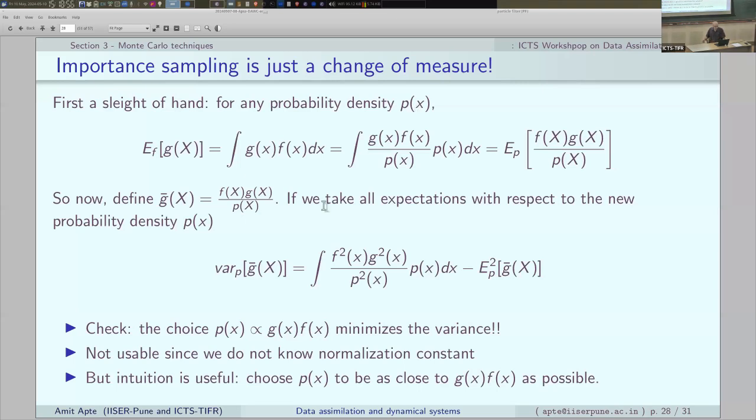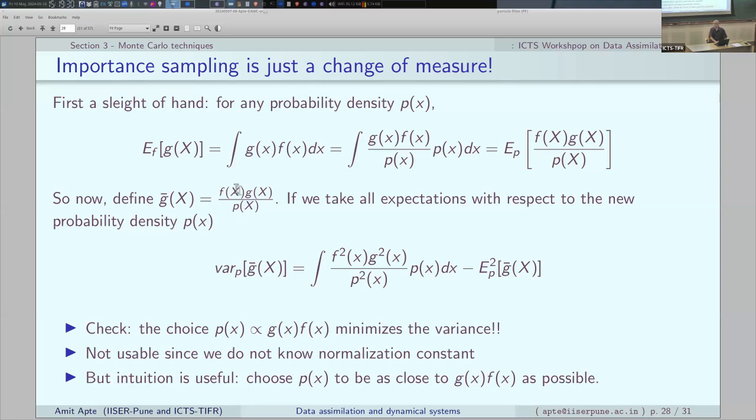In order to normalize this, what is the normalization constant? What's the normalization condition? Integral p of x dx equal to 1. Integral g of x times f of x times the normalization constant dx should be equal to 1. How do you evaluate this? To evaluate this, you really need to evaluate the original integral. Okay, so that's a bad choice. The normalization constant is the original integral that we are trying to evaluate.